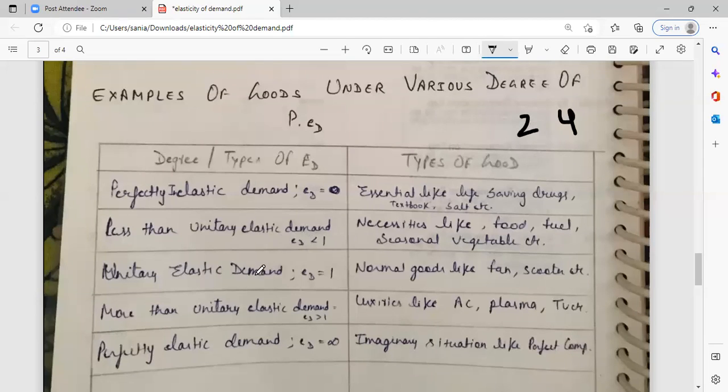Next, unitary elastic demand. Normal goods like fans, scooter, etc. These are in summer season. You need a fan, right? So equal to 1. When it is more than 1, like luxury, AC, plasma TV, etc. So what you can do, you have a cooler at your place. That's fine. These are luxury items basically. So if you don't have money, you can skip it somewhere. Okay.